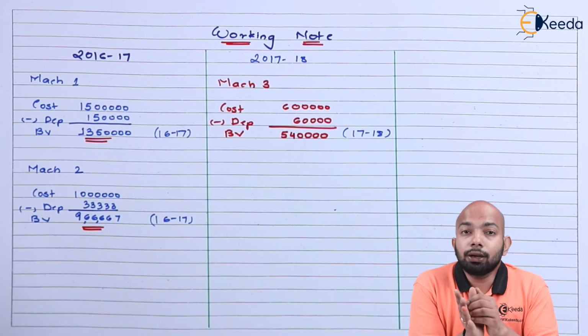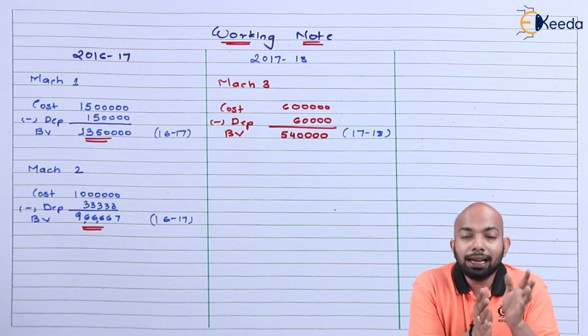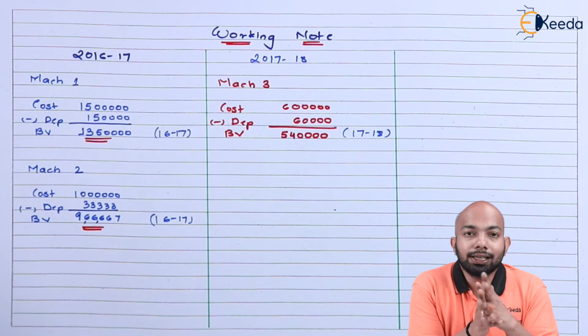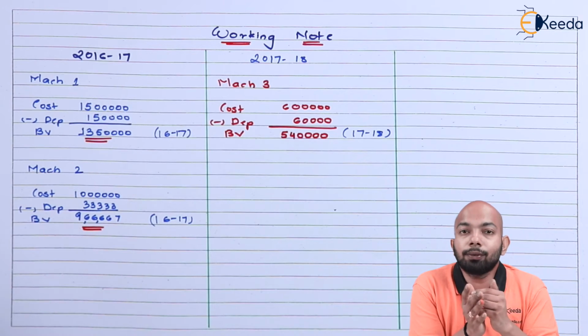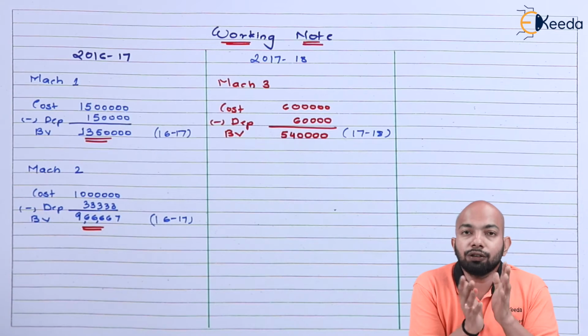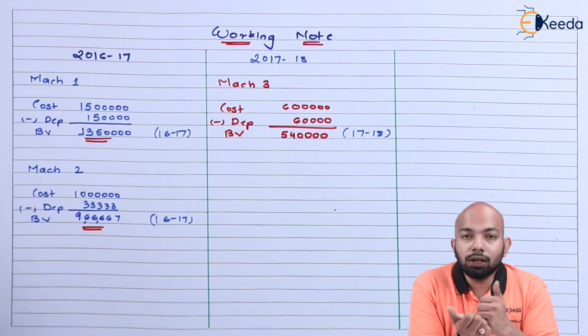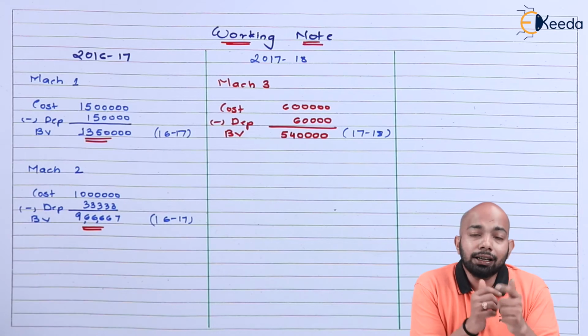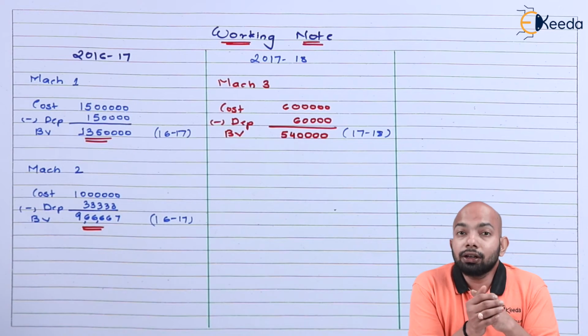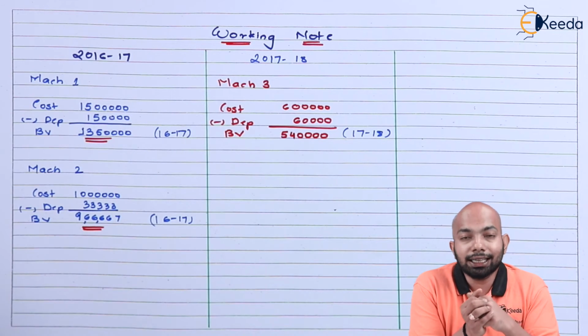Hence the 12 months tenure has been calculated, and the total depreciation was calculated as 60,000, which will be subtracted from the cost of 6 lakh. You get a book value of 5,40,000. So this is the only calculation in the year 17-18. Let's go ahead with the calculation of depreciation for the year 18-19.